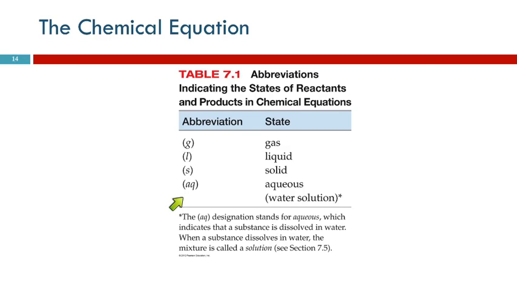AQ stands for aqueous, and aqueous means it's dissolved in water. So aqueous is a little bit like the Spanish word for water, agua, or if you think about an aqueduct, or an aqua lung, or aqua aerobics, or any of those things they talk about. Aqua refers to water. So aqueous, AQ, means dissolved in water.